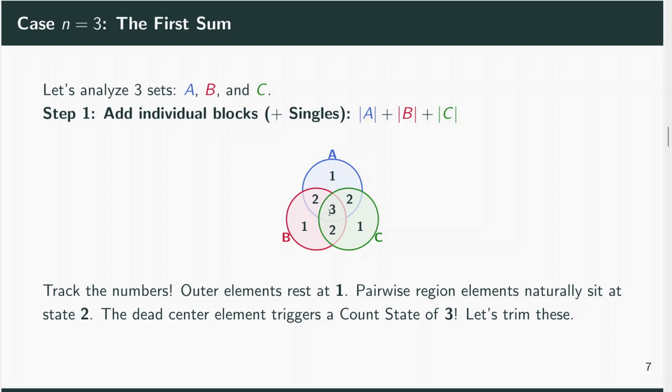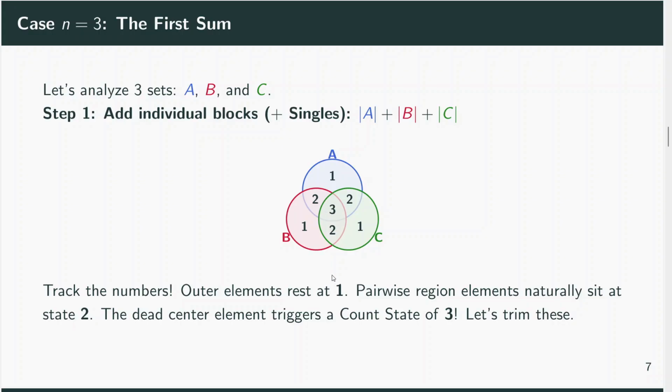When we add the size of A, this center element is inside A, so it gets counted. Count state 1. When we add the size of B, this center element is inside B too, so it gets counted again. Count state 2. When we add the size of C, this center element is inside C as well. Count state 3. The very center element has been counted 3 times. We have got both overcounting at the pairs and serious overcounting at the center.